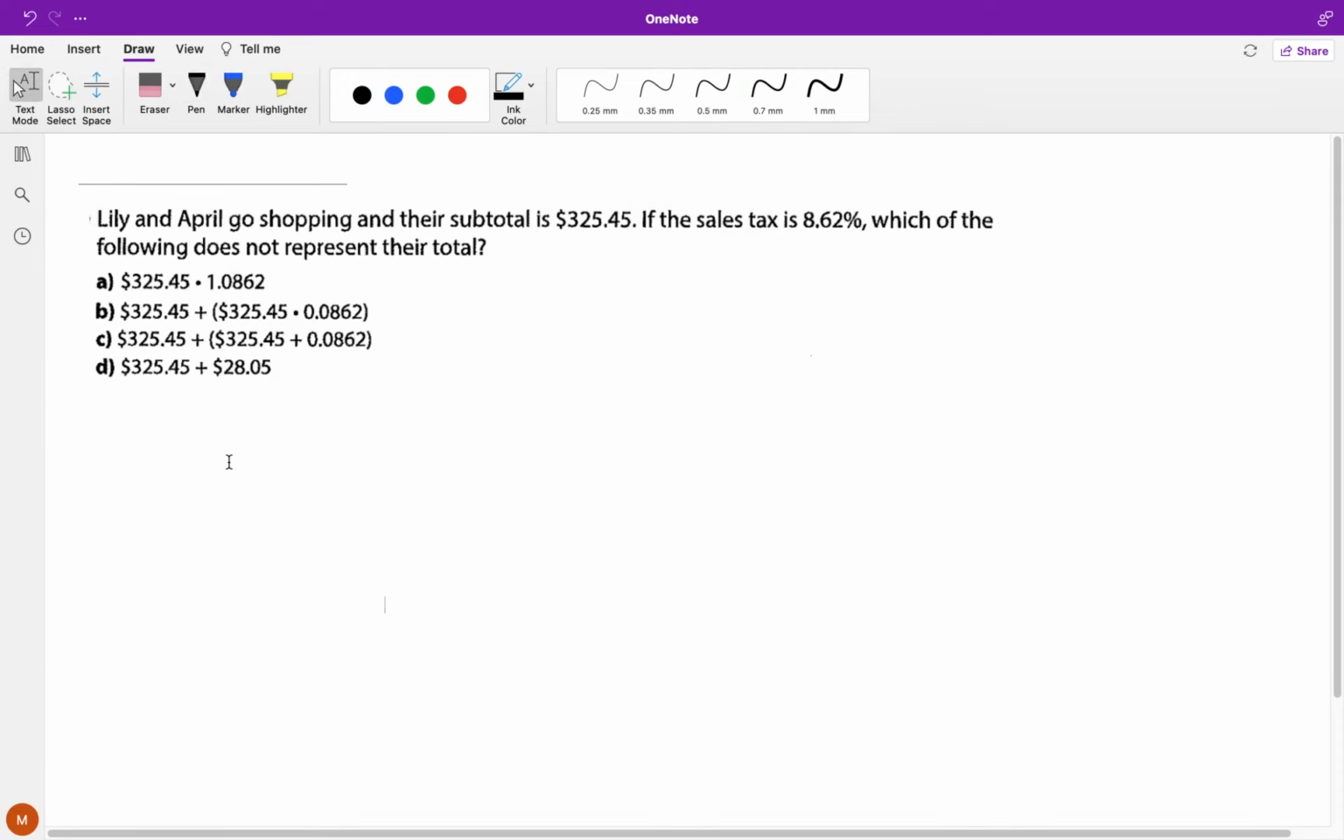So Lily and April go shopping, and their subtotal is $325.45. If the sales tax is $8.62, which of the following does not represent their total?